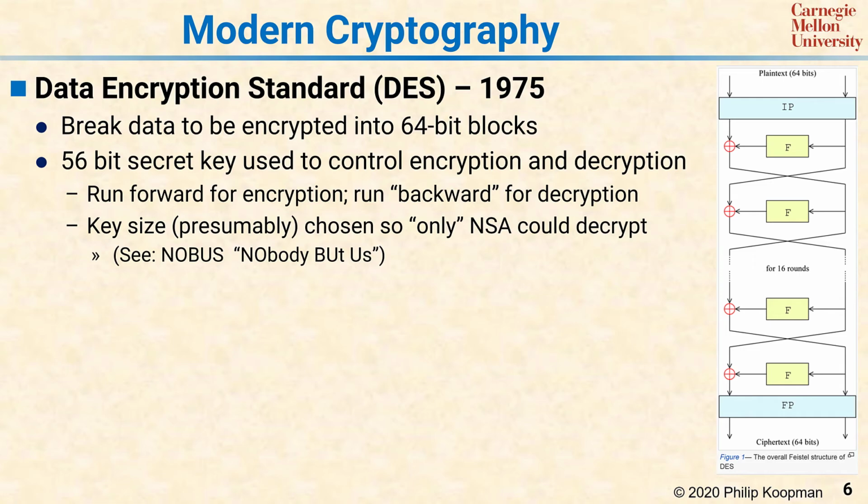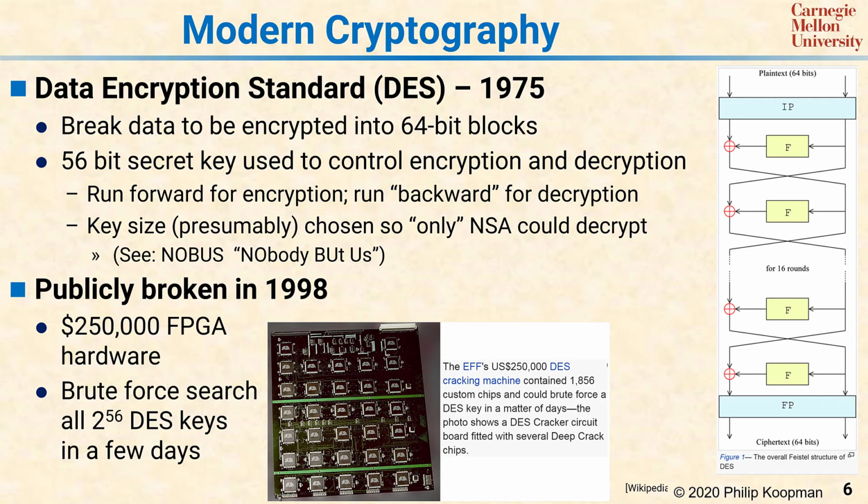DES, as far as we know, was unbroken by anyone but the NSA until 1998. In 1998, some researchers took about $250,000 of field programmable gate arrays and were able to brute force all 2 to the 56 DES keys in a few days, and at that point, the algorithm had been publicly broken. Whether or not some other intelligence agency of some other country had broken it before then remains an open question.